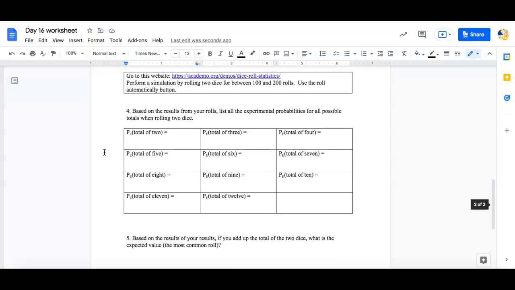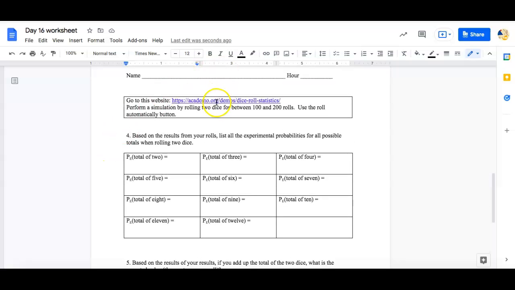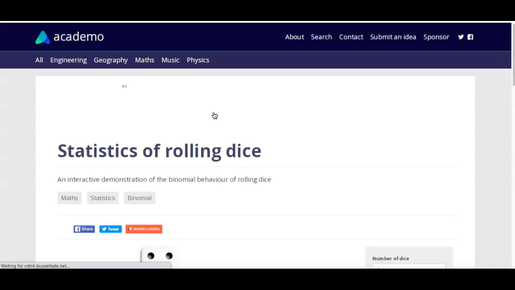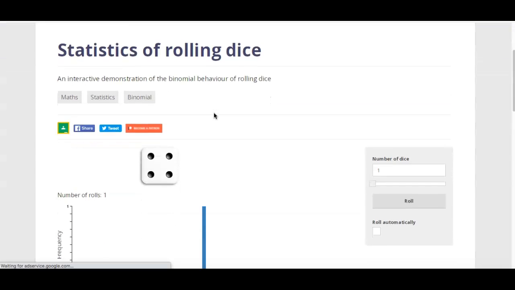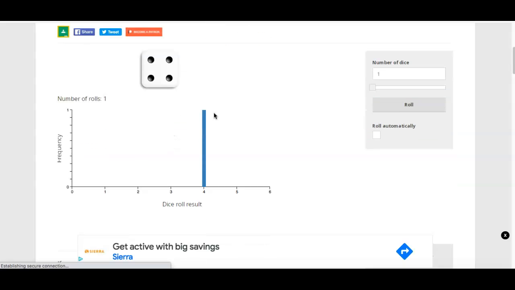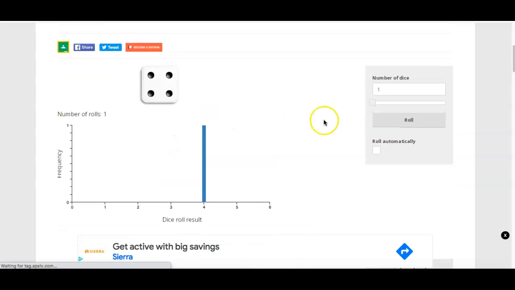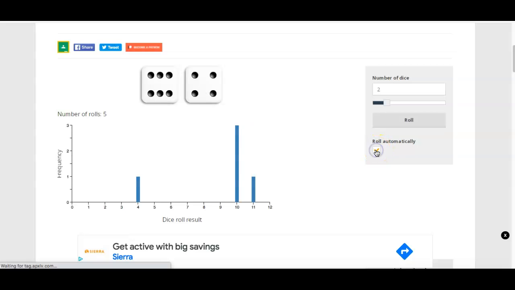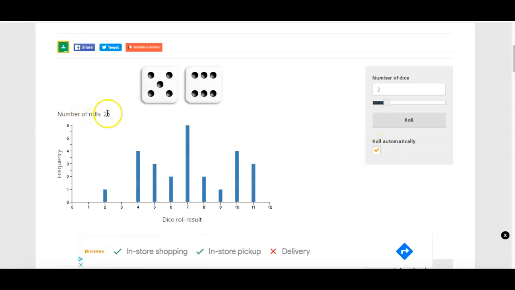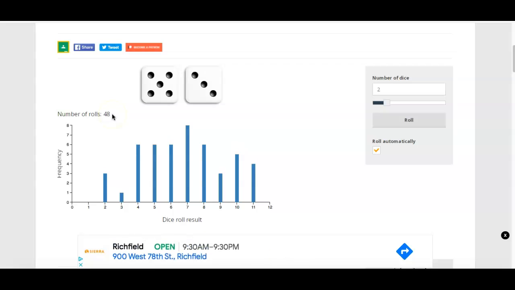All right. Now, after you're done with that, go to this website. Here, I'll click there. Now, we're going to make about 200 rolls. So we want 2 dice. So I'm going to move this slider up to 2. There, 2 dice. And roll automatically. Let it rip. See, it's rolling the number of rolls. It's keeping track. Just find a number between 100 and 200.